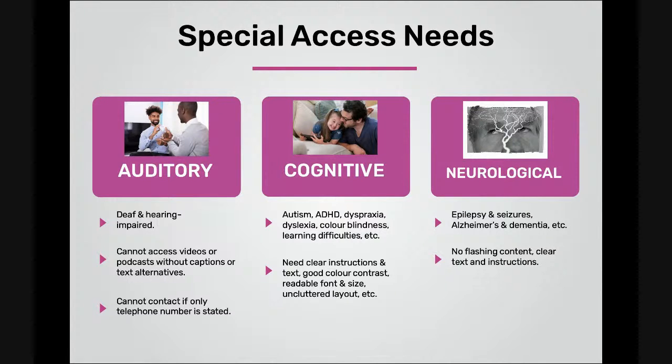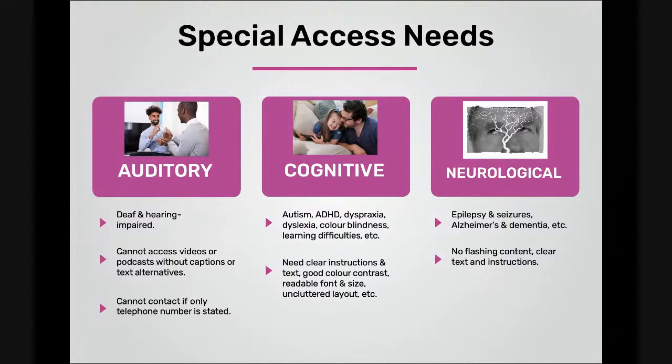The next category is cognitive. Now, people with cognitive special access needs can be people who are autistic, people with ADHD, dyspraxia, dyslexia, color blindness, and other learning difficulties. Now, Callum falls under this category. He has got certain difficulties when he looks at websites that have particularly a lot of text or are not structured properly, or are very, very cluttered.